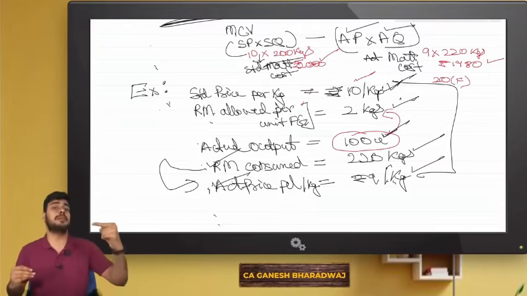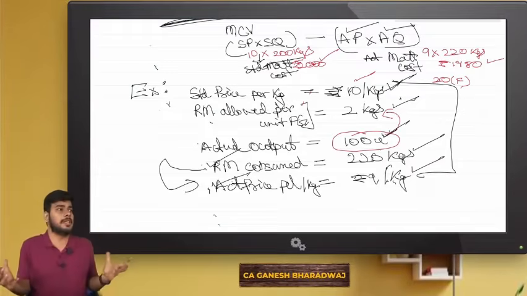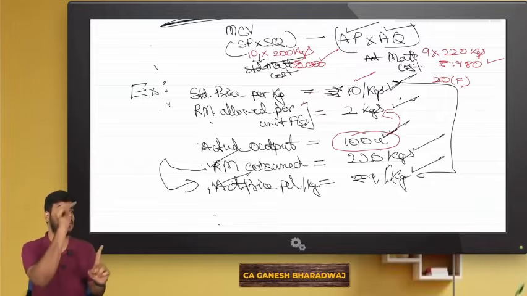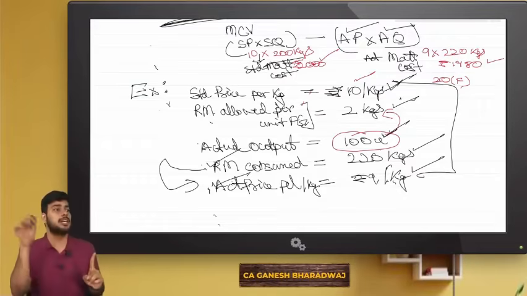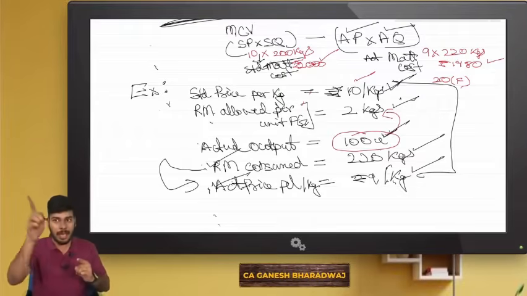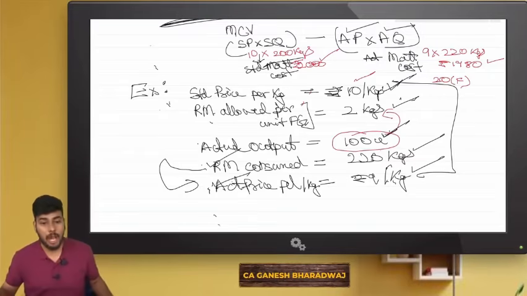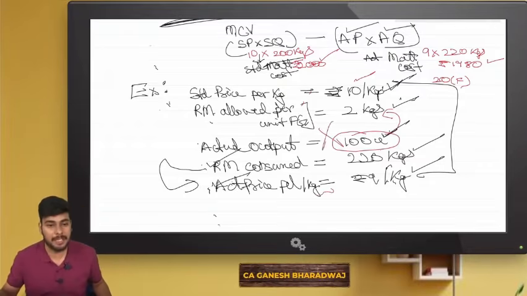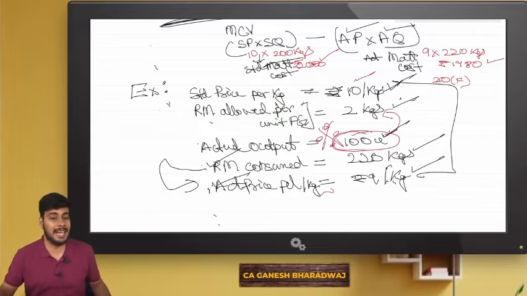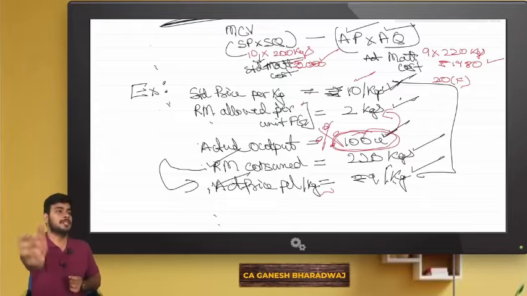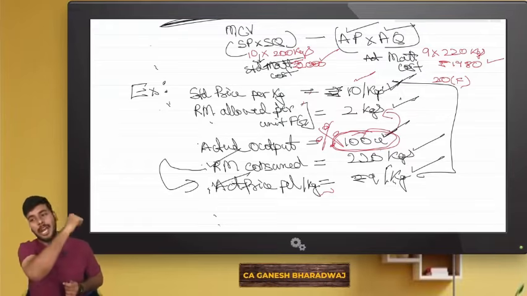Now, what do you mean by standard? How will you compute the standard material cost? The standard price per kg of raw material into standard quantity of raw material. What do you mean by standard quantity of raw material? For the actual production, how many kgs of raw material you should have consumed? Always remember, this is very important. Actual output is very important because standard is based on actual. For the actual performance, what should have been consumed?